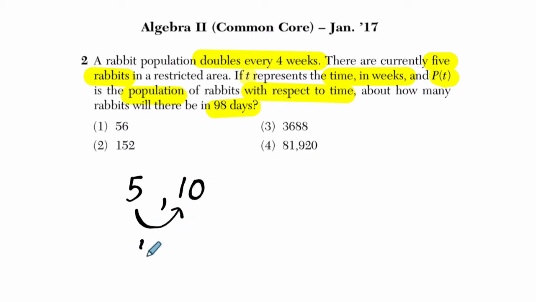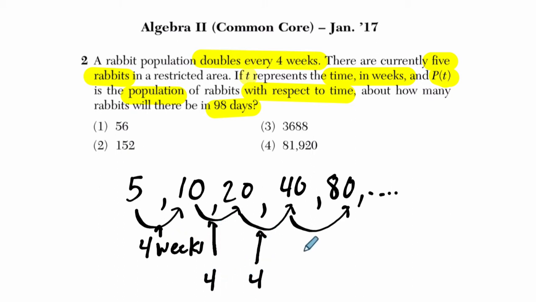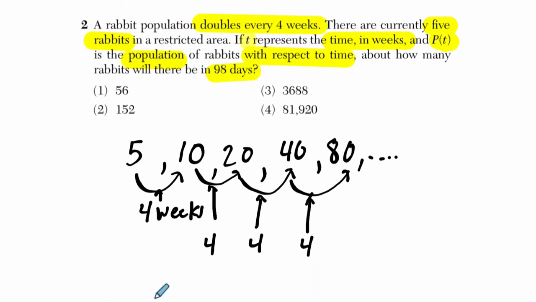That's 4 weeks, right? And the next 4 weeks later, it becomes 20. And then 4 weeks later, it becomes 40. And then 4 weeks later, it becomes 80, and so on and so forth. Now, the number of weeks here, this is 4 weeks, this is 4 weeks, 4 weeks, and 4 weeks. We already have enough information to answer this problem because how many weeks are we dealing with?